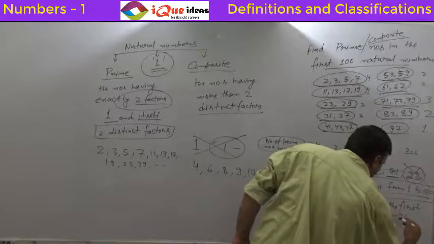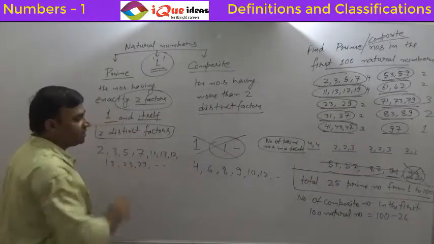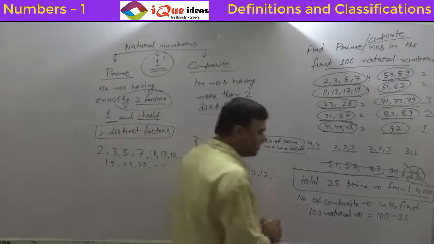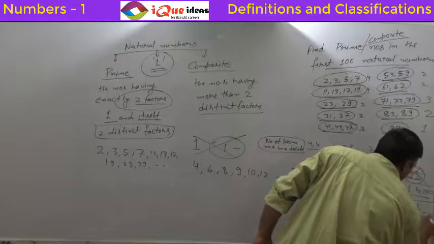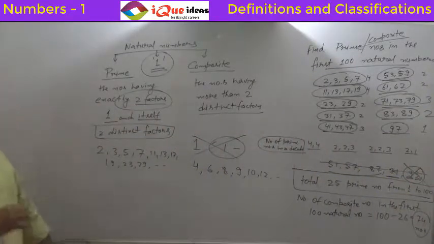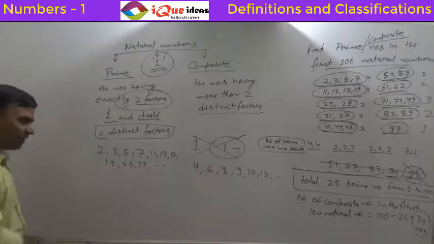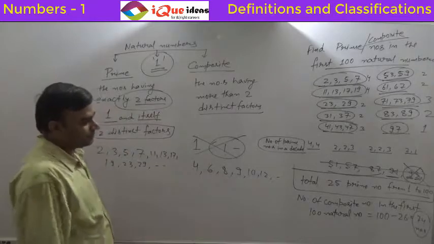Total 26 we have to remove. Why 26? 25 prime numbers and 1 which is not prime, not composite. Total 26 numbers have to be removed. So the answer would be 74 numbers. So from 1 to 100 there are 74 composite numbers. So 25 prime numbers, 74 composite numbers and 1 which is not prime, not composite.